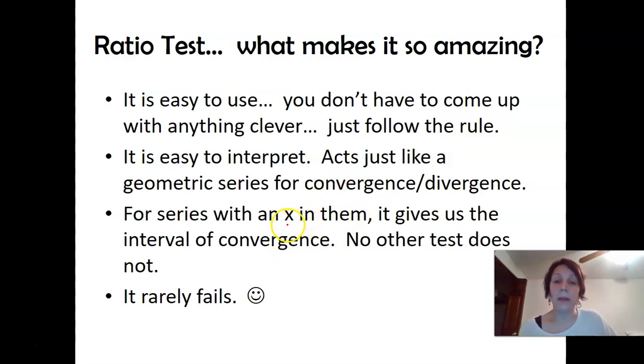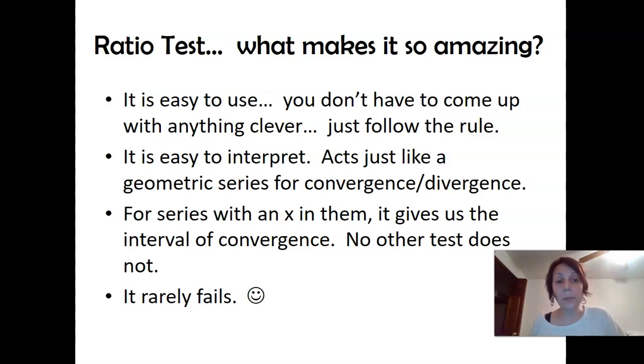Now, if your series is just a series with n's in it, this is going to give us a numerical answer, and we'll either say convergence, divergence, or inconclusive. If you have a series with x's in it, once you do the limit, instead of being left with a number, we're going to be left with an expression in terms of x. And that expression is going to help us find the interval of convergence. And the ratio test is the only test that will help us find an interval of convergence.